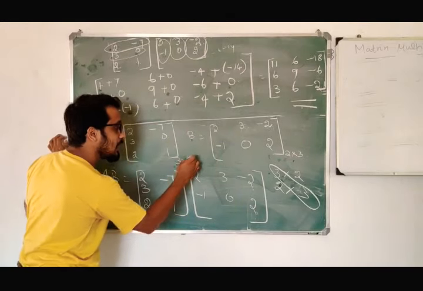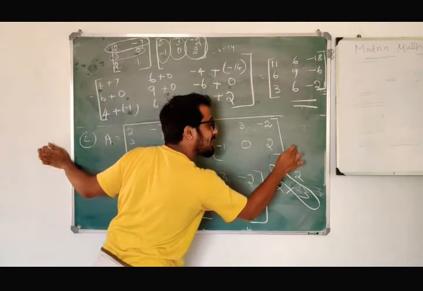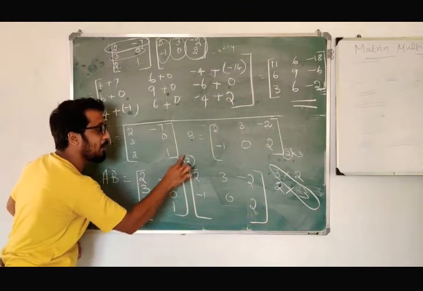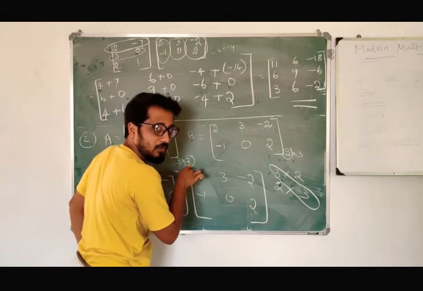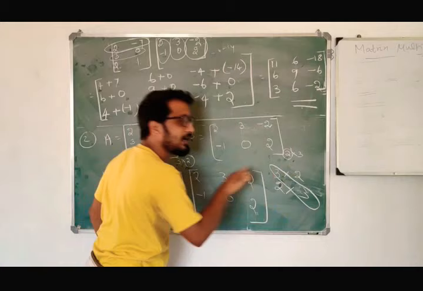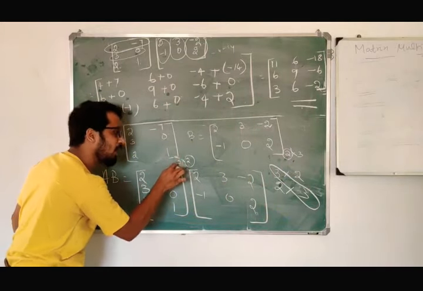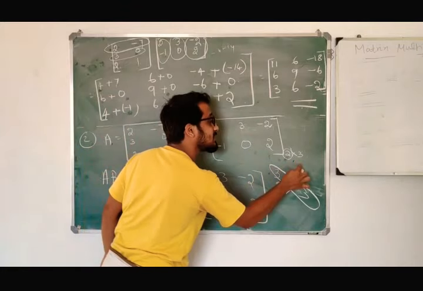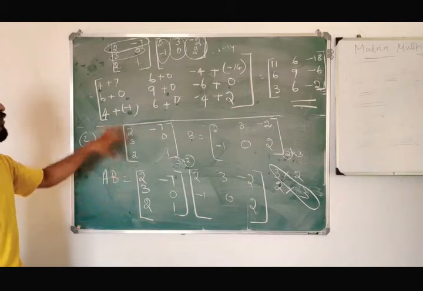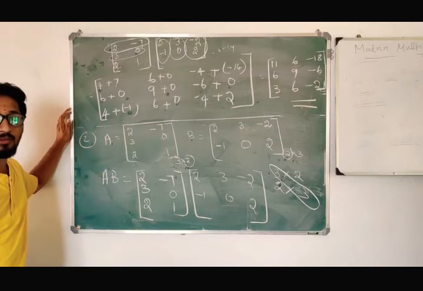The first matrix's number of columns is equal to the second matrix's number of rows. Then the resultant matrix is of order: first matrix's number of rows by second matrix's number of columns. Such types of matrices we have to multiply in this way. Is it clear to everyone?